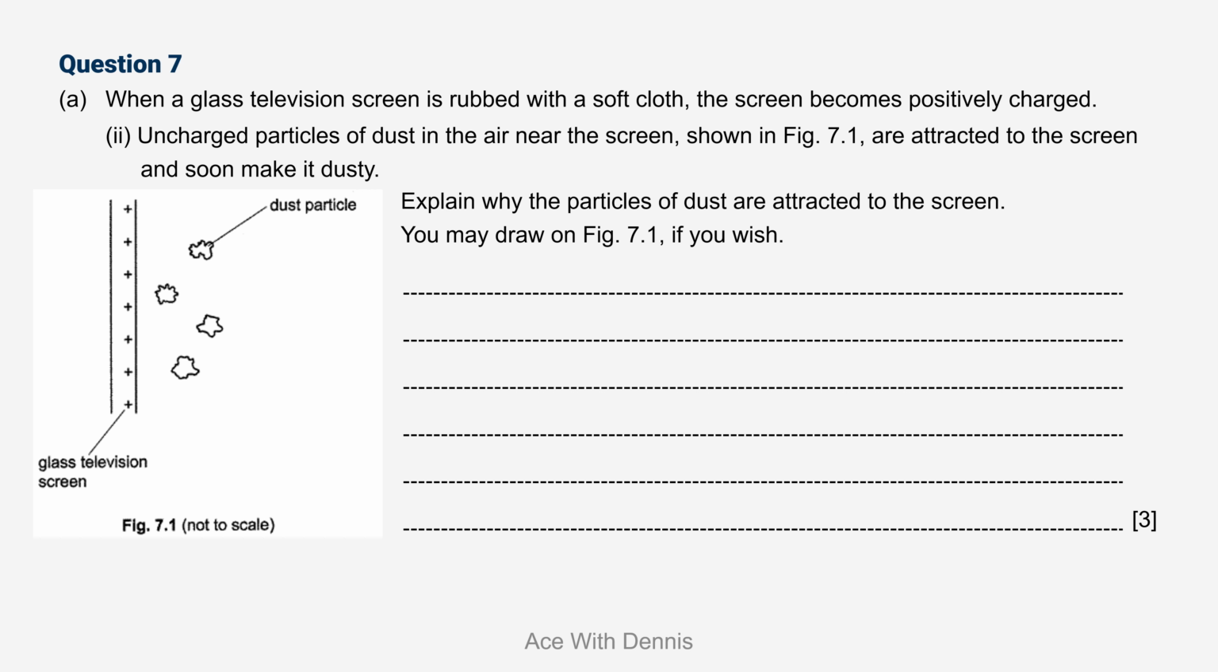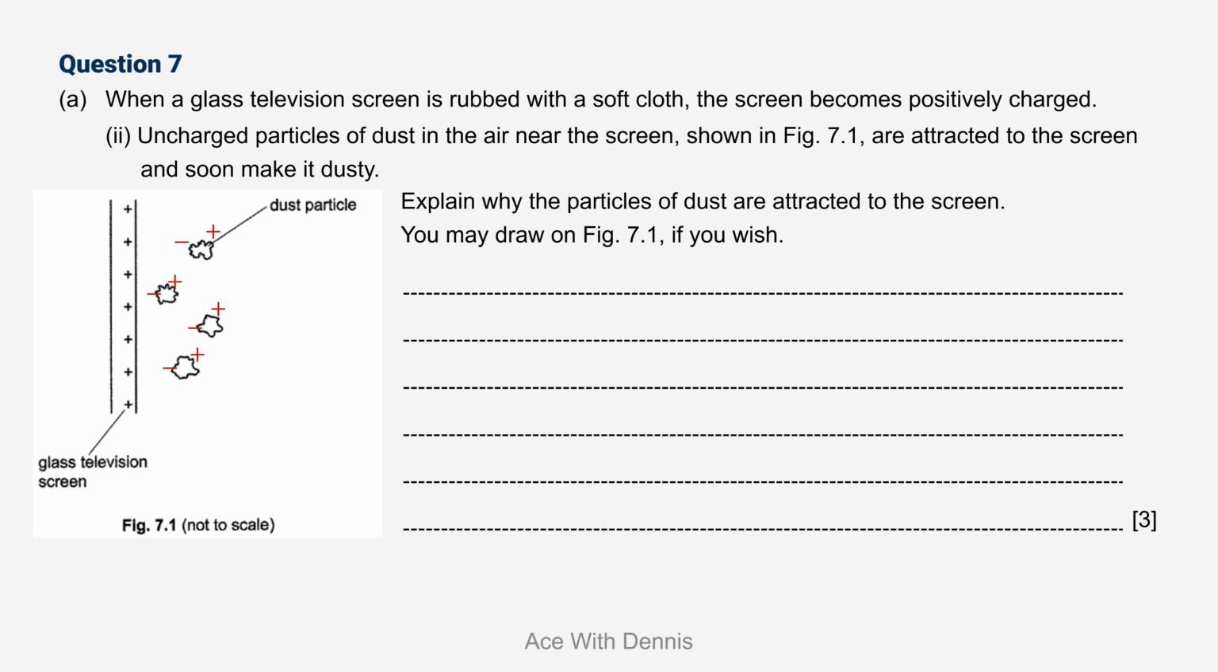The surface that is close to the glass television screen will have negative charge, because the glass screen is positively charged, hence it will attract the electrons towards it. And the surface of the dust particle which is away from the glass television will have the positive charge. The reason is because the electrons have been attracted to the glass television screen, hence leaving behind the positive charges.